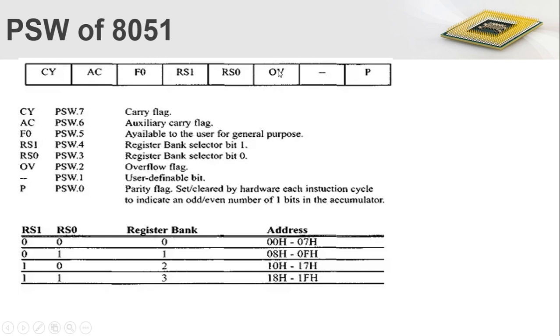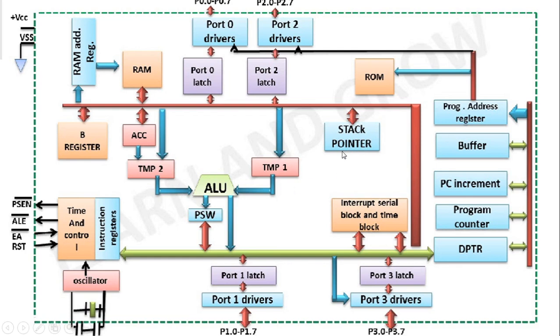Okay, next is the overflow flag. This one becomes active when an overflow condition occurs. Next one is also a user defined bit. And finally, the last or least significant bit indicates the parity flag. This is used for indicating even parity of our data. So this is about the processor status word register of our system, which indicates the status of our processor.